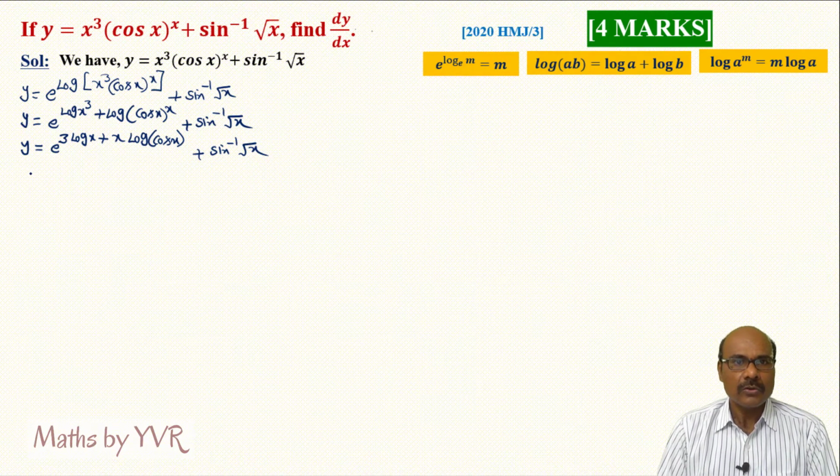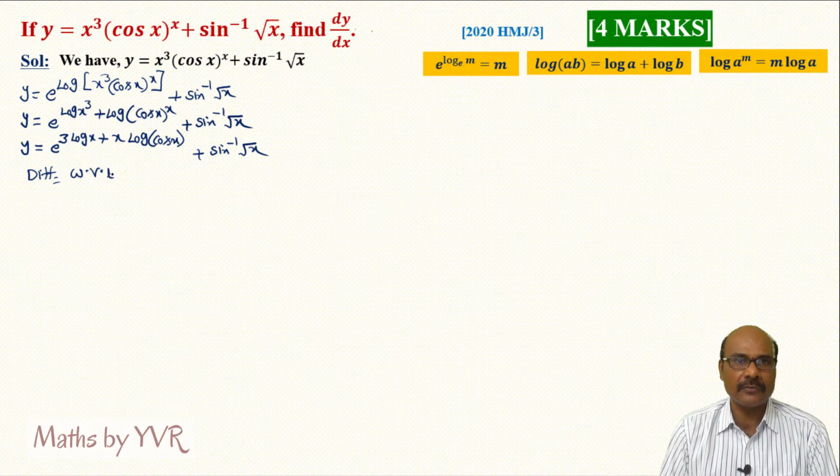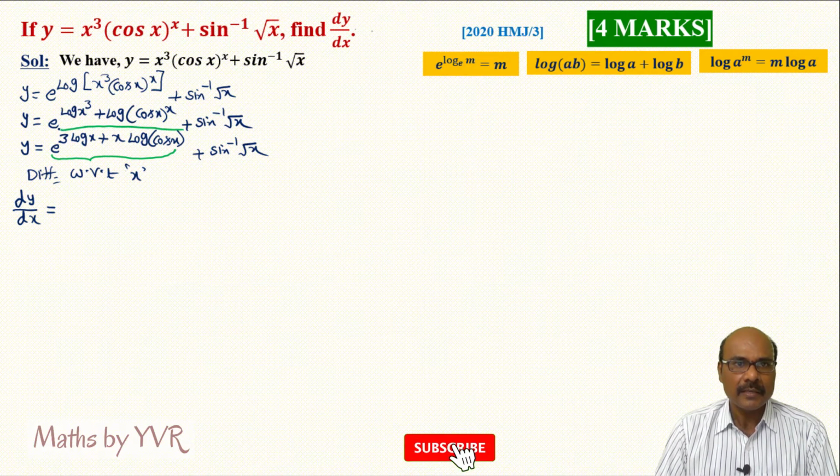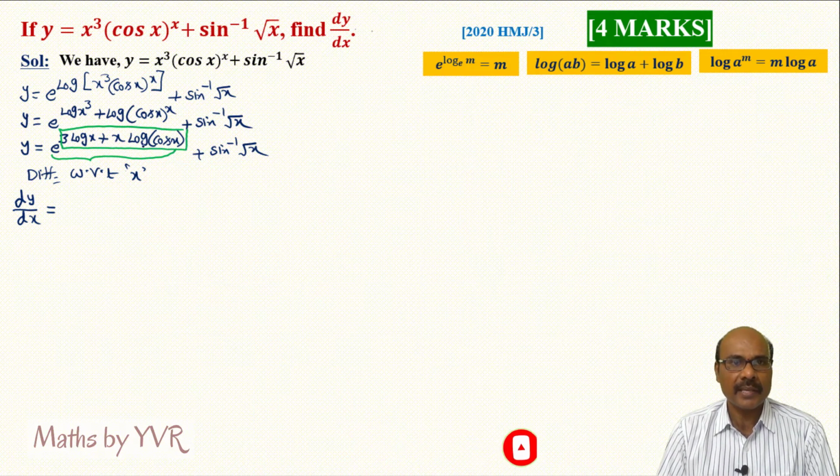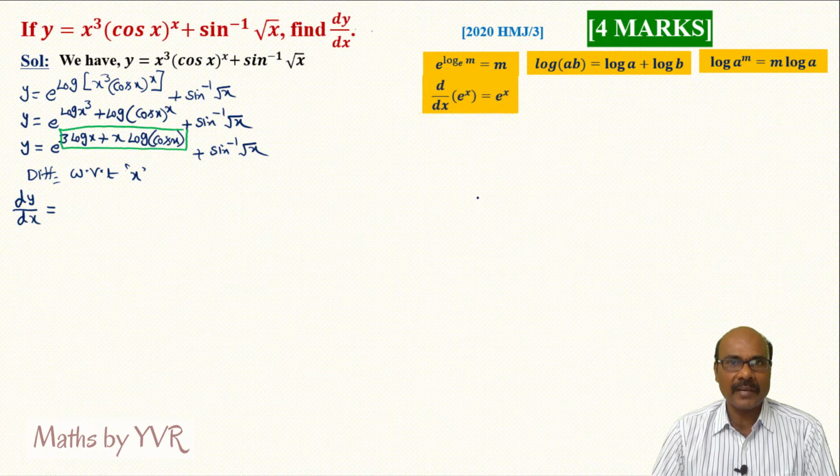Okay. Now we can differentiate this function with respect to x. Then what is the derivative of y? The derivative of y with respect to x, dy by dx, is equal to, if you observe the first function, it is in the form of e power x. That means the power of e is 3 log x plus x log of cos x. If we consider this term as x, then clearly it is in the form of e power x. Then what is the derivative of e power x? The derivative of e power x is e power x.